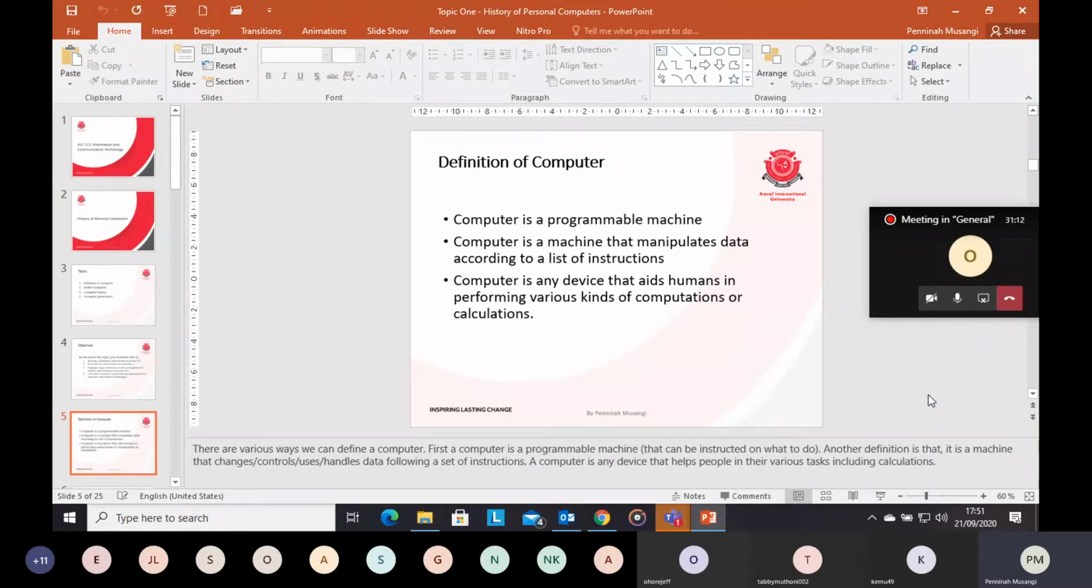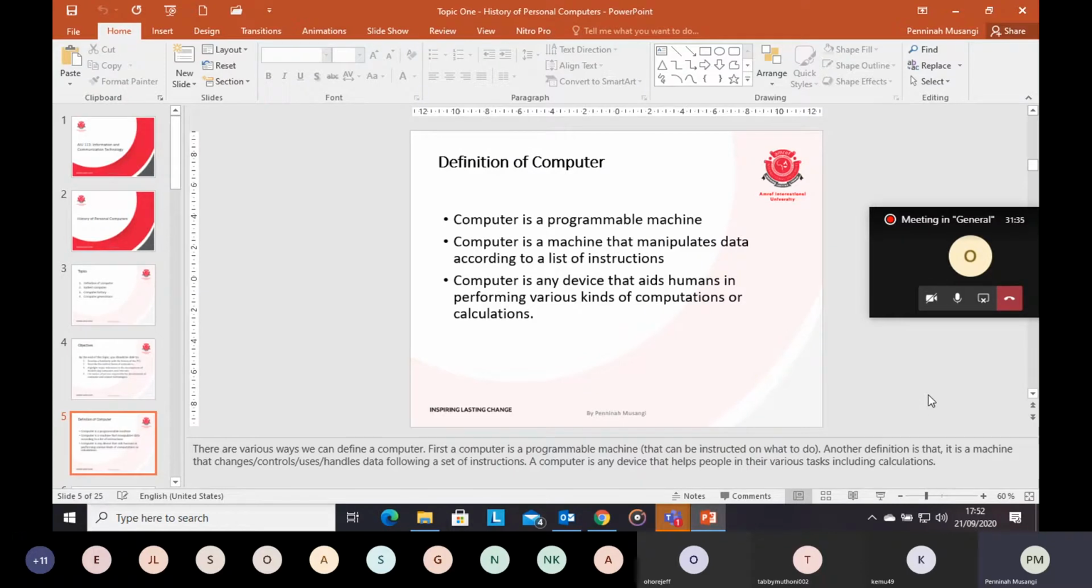So we say a computer is a programmable machine because it has to be instructed on what to do. It cannot do what it thinks or it feels like doing. It has to follow instructions which are defined by human beings. So we say one, it is a programmable machine.